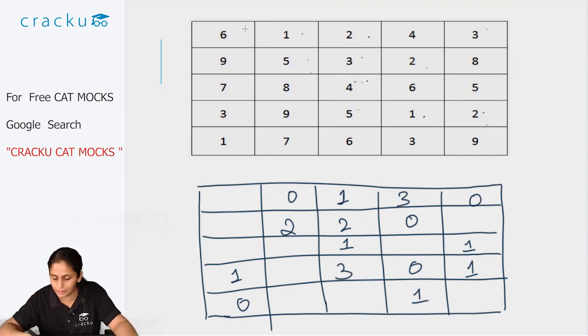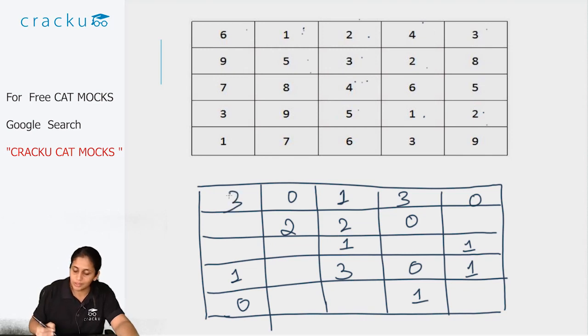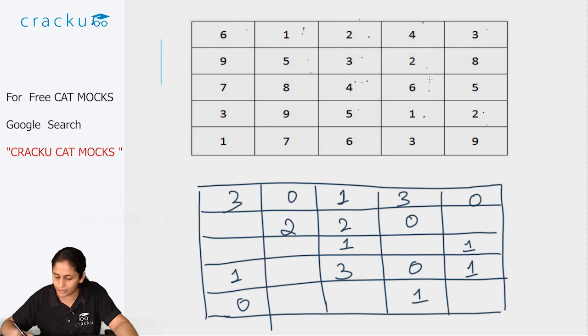So the first 6 is here. This 6 can be reached by 1 and by 2 and by 4. So it can be reached by 3 people. So let's see the next 6. The 6 over here. So this 6 can be reached by 2 and 4. So 2 people till now.